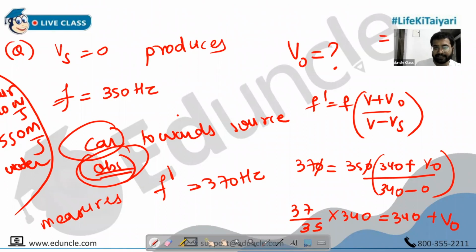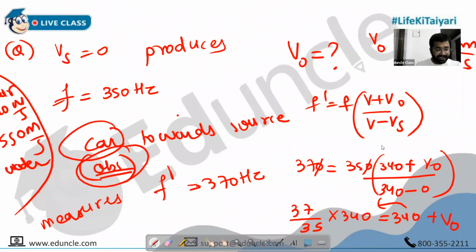Let's calculate this quickly, please. So we have VO. On the calculator, we have 37 divided by 35 into 340. That's 359.42 minus 340. You will throw this on LHS, so minus 340. We have got 19.42. So this is the speed of car, people, 19.42 meters per second, which is actually too fast. But that's fine. So 19.42.